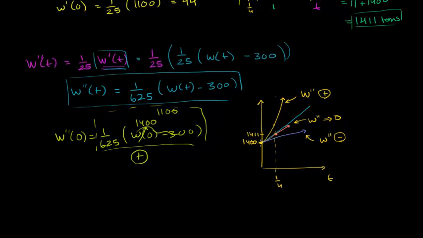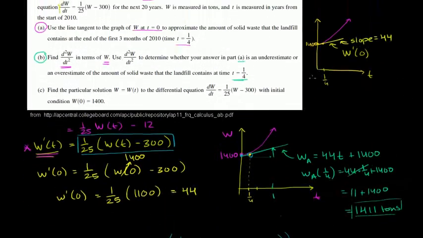At least right at our starting point, our slope is increasing, which tells us that since our slope is increasing from that point, and frankly, the fact that it's increasing at all, and that we know that W is an increasing function, tells us that our estimate in part A is an underestimate. So this is the case that we're dealing with. So our estimate in part A is an underestimate of the actual amount of solid waste in the landfill at time t equals 1/4.